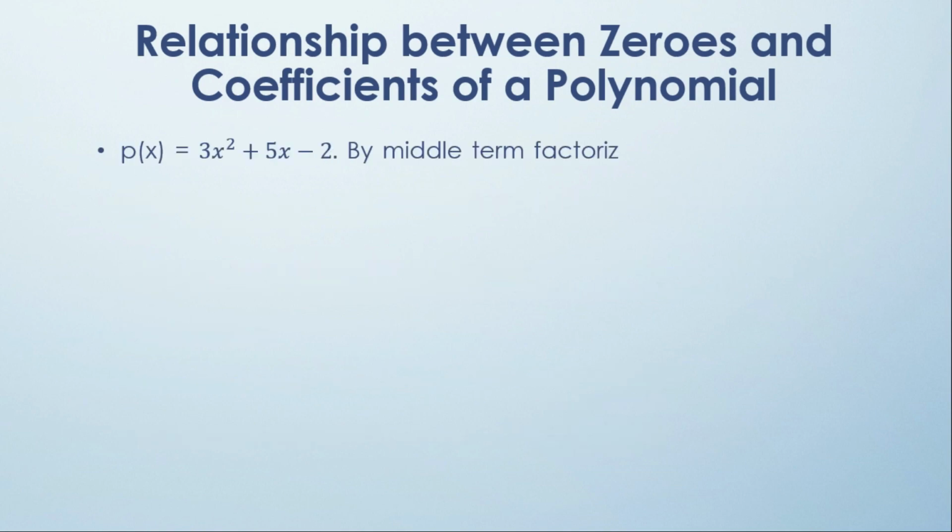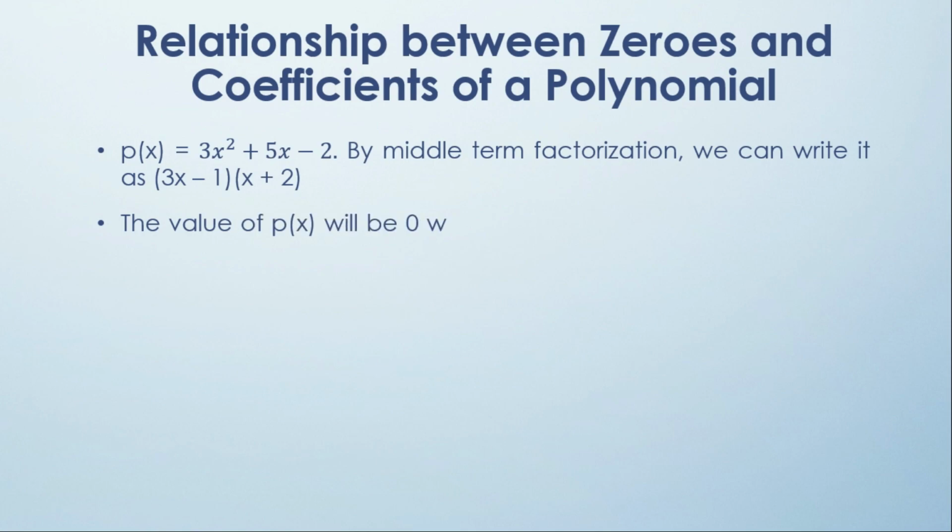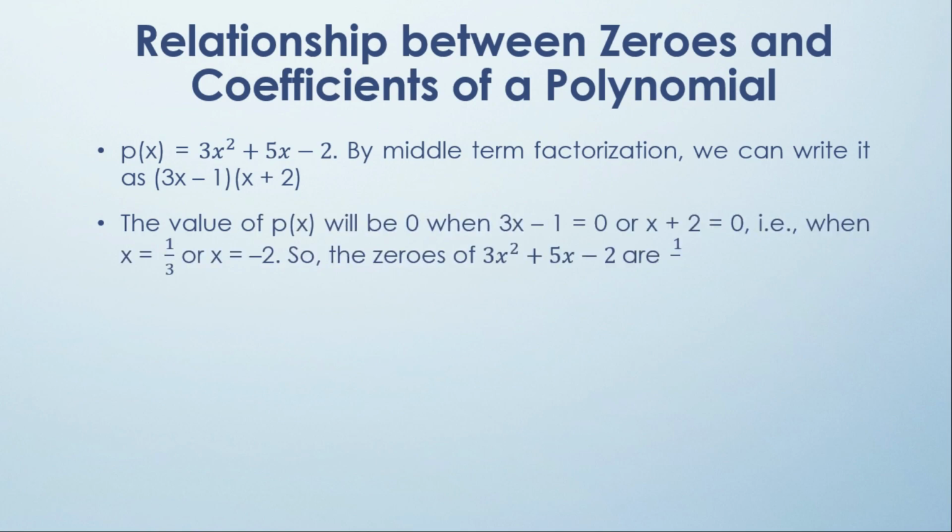P of x is equal to 3x square plus 5x minus 2. By middle term factorization, we can write it as 3x minus 1 into x plus 2. The value of p of x will be 0 when 3x minus 1 is equal to 0 or x plus 2 is equal to 0. That is when x is equal to 1 by 3 or x is equal to minus 2. So the zeros of 3x square plus 5x minus 2 are 1 by 3 and minus 2.